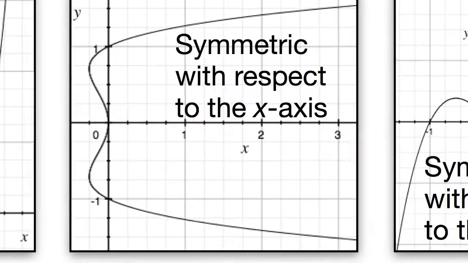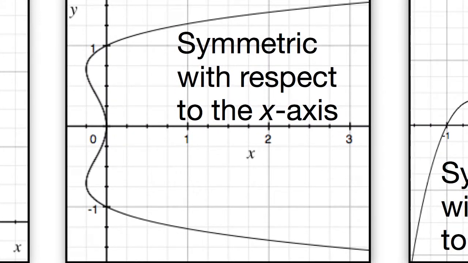And this is what we mean when we say symmetric with respect to the x-axis. If you folded it here, and then you had this part come down onto this part, then they would match up completely because they're symmetric.